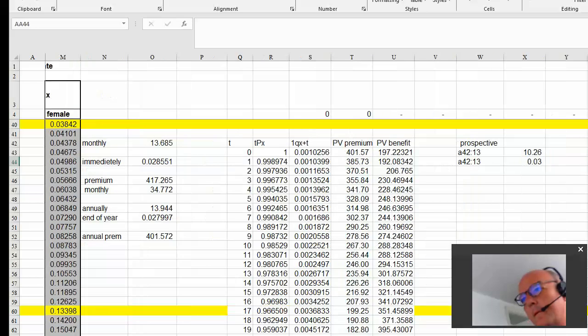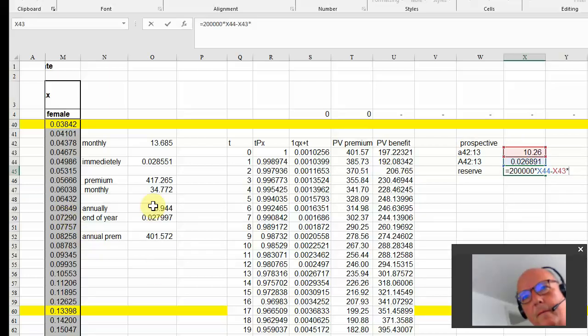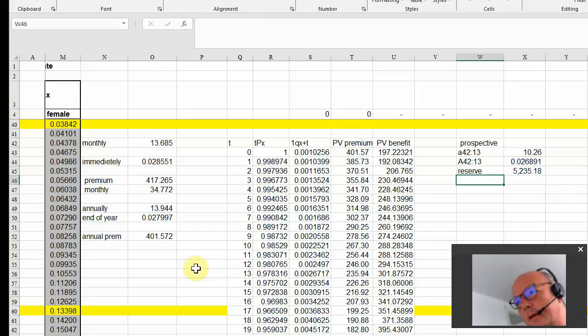Okay. So that should be capitalized. Let's change that. Okay, so that is giving us the numbers we need for the prospective calculation. So the reserve is equal to the total amount of benefits I need to pay out minus the total amount of premiums I'm going to receive in, which is that figure there. Okay, so that's what my prospective reserve would be.